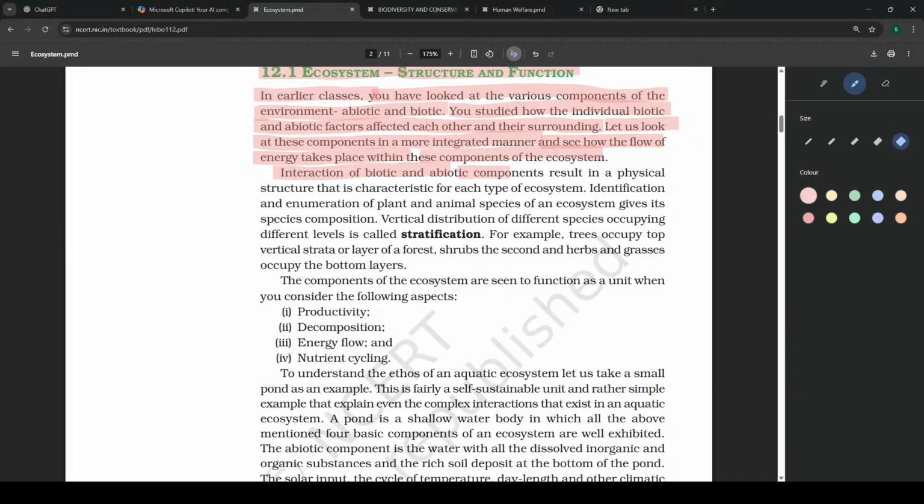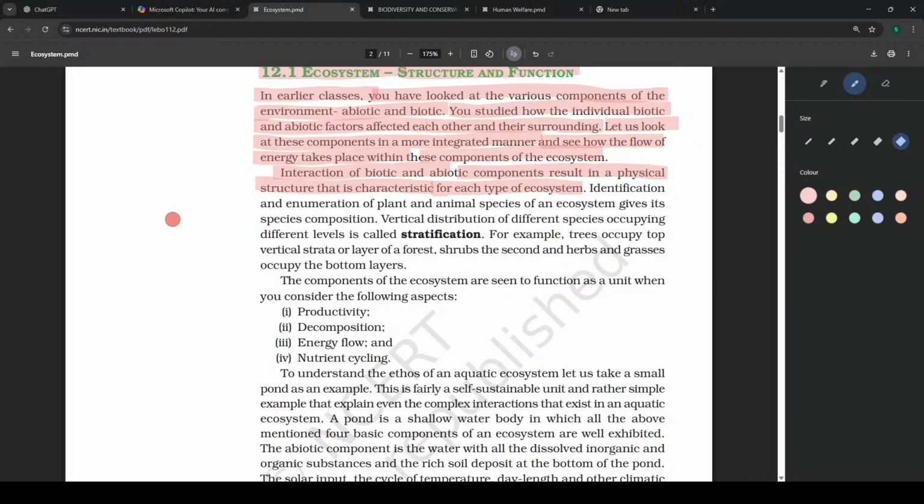The interaction of biotic and abiotic components results in a physical structure that is characteristic for each type of ecosystem. What is this physical structure? It's not mentioned, but they're saying that any kind of interaction between biotic and abiotic components, living and non-living components, results in a physical structure, and this structure differs for each type of ecosystem. We saw two types of ecosystem, terrestrial and aquatic. Both are an interaction between biotic and abiotic factors, but the structure or the type of interaction varies from one ecosystem to another.